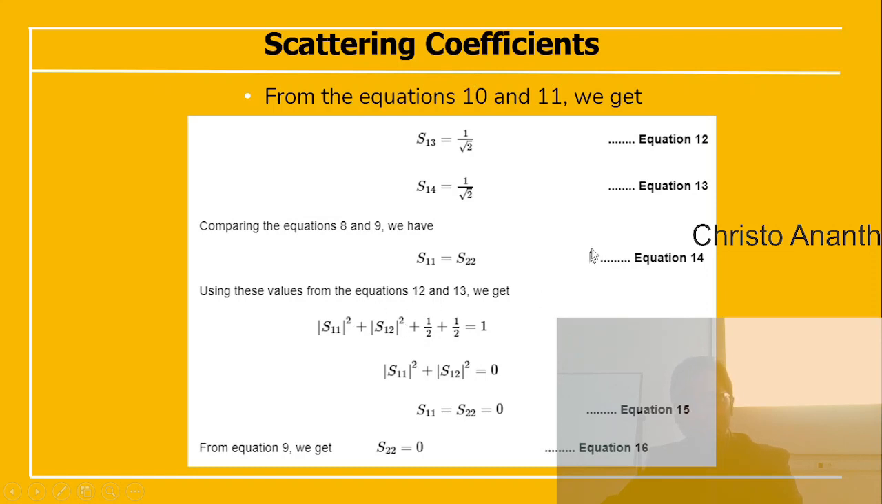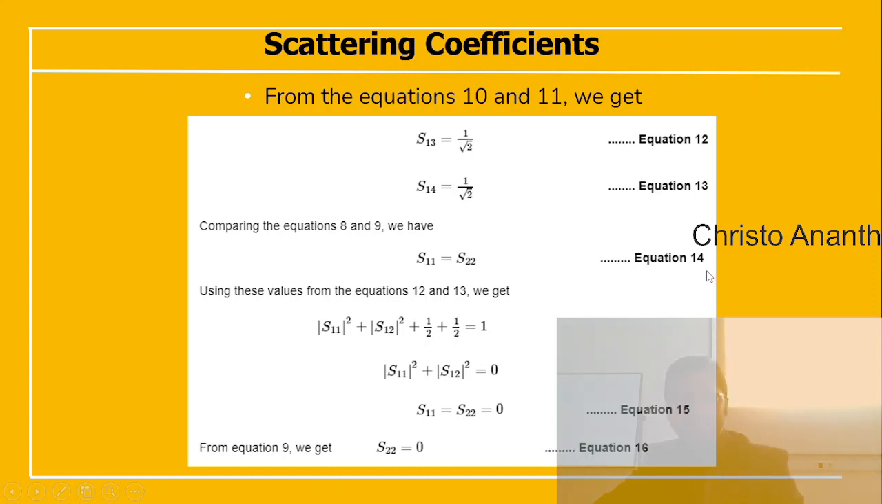So S11 square plus S12 square plus 1 by root 2 the whole square plus 1 by root 2 the whole square equal to 1. So 1 minus 1 is actually 0. The S12 square, if you take that side, will be the same. So S11 is equal to S22, which is equal to 0.